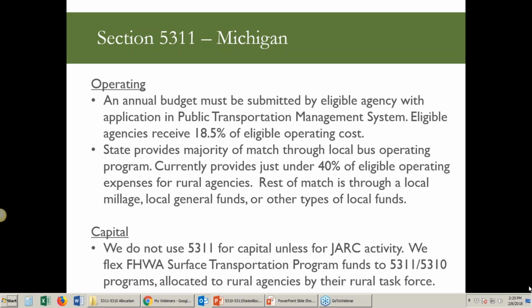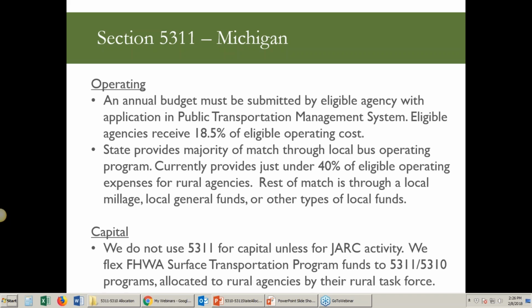So then for the rural agencies, we use our 5311 to provide some more operating assistance. They submit a budget each year in our public transit management system. Then we take the eligible expenses from those budgets, and right now we're providing 18.5% of their eligible expenses out of 5311. It's changed. I think it started at like 13% and we've been able to increase it to 18%. But right now we're getting to the point where we're probably going to have to reduce it a little bit because the rural expenses are growing so much.